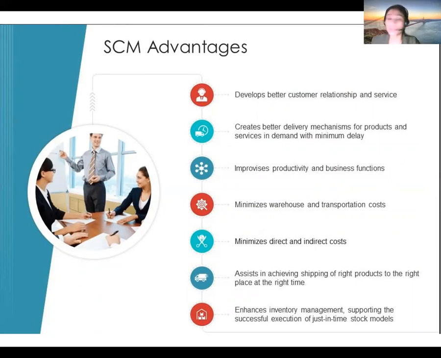First is to develop better customer relationships and services. Next, to create a better delivery mechanism for products and services in demand with minimum delay. Next, to improve productivity and business functions. Next, it minimizes warehouse and transportation costs, minimizes direct and indirect costs, and assists in achieving shipping of the right products to the right place at the right time. And last, it enhances inventory management, supporting the successful execution of just-in-time stock models.